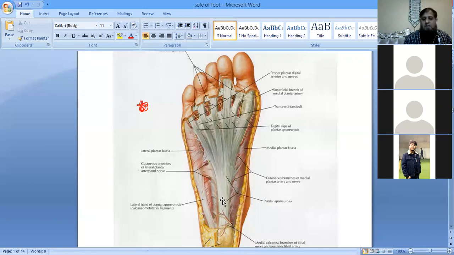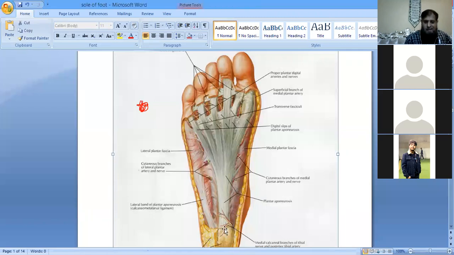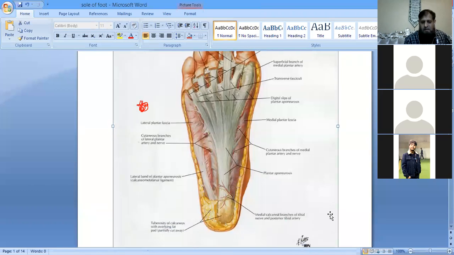This plantar aponeurosis, as I'm telling you, has an apex, and the apex is directed proximally, and it is attached to the medial and the lateral tubercles of the calcaneum. Here you can see the calcaneum bone over here, right?